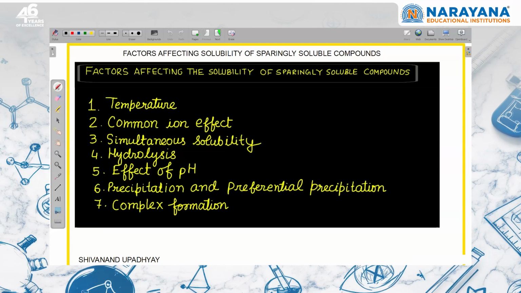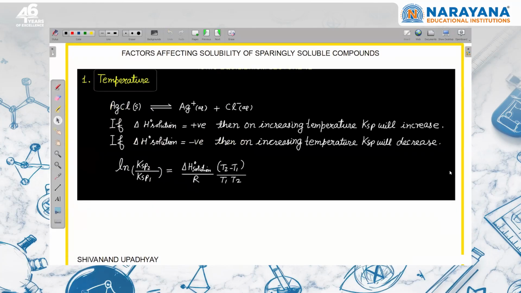You know that in order to know whether the reaction will move in the forward direction or backward direction, we have to see whether the reaction is endothermic or exothermic, because when we are writing the equilibrium constant for a sparingly soluble compound, that is KSP, KSP is an equilibrium constant. Variation of equilibrium constant with temperature: ln(KSP2/KSP1) = ΔH°solution/R × (T2 − T1)/(T1 T2). So we know that for ΔH solution positive, on increasing temperature, the value of the equilibrium constant will increase, meaning the reaction will move in the forward direction.